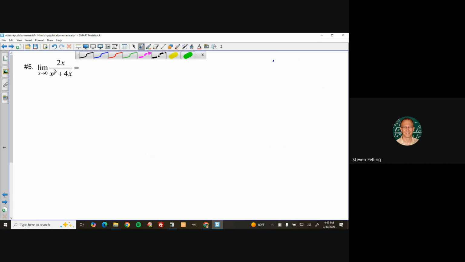Okay, let's say we're given this function. The limit as x approaches 0. I can see that if I plug a 0 in here, I'm going to get 0 squared plus 4 times 0, which means we're about to divide by 0. And that means that I'm not going to be able to directly plug in. But I do believe I can factor this.